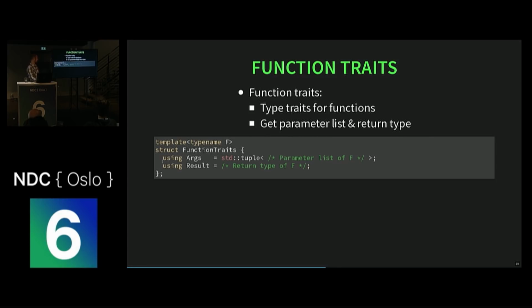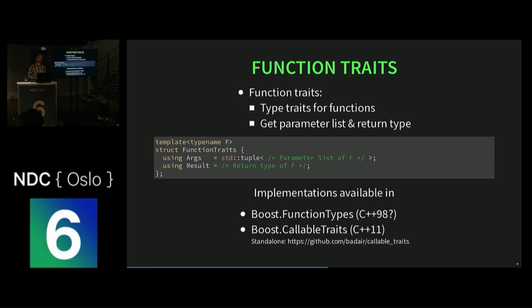So we get one type def, arguments, which is just a type list of the parameters of the given function. So this might be our U32, U64, U64, writable buffer list from before. And similarly, we get a result type def in the function trait that tells us what the return type of the function is. So that would be our result and the number of bytes written. But not the actual values, just the types.